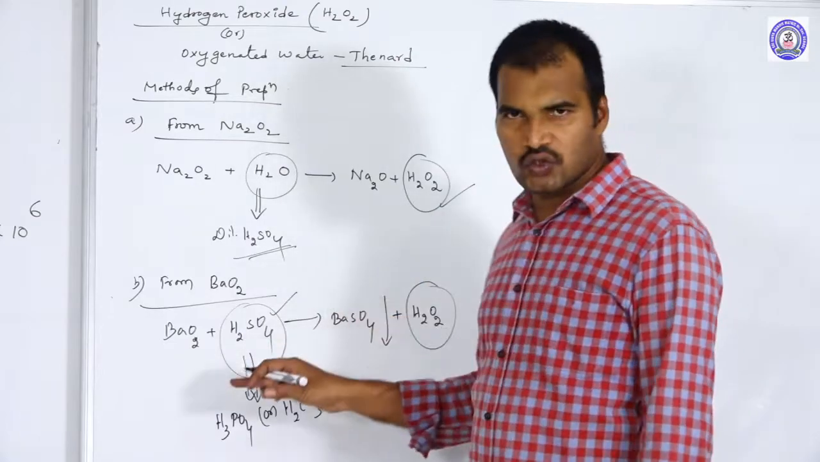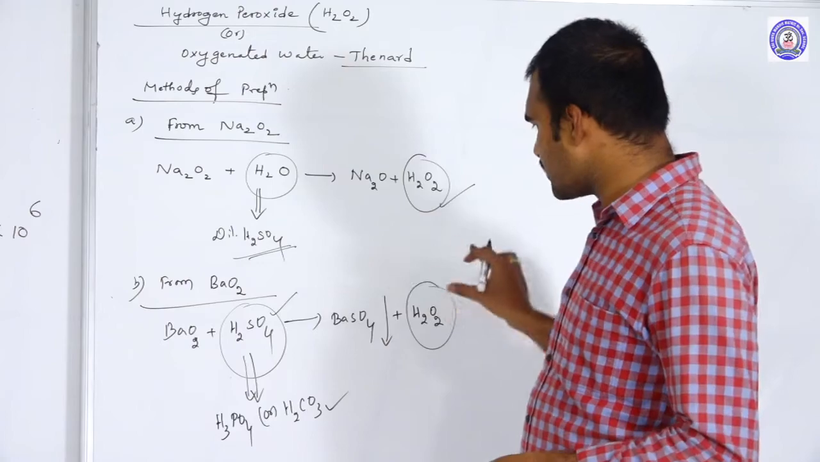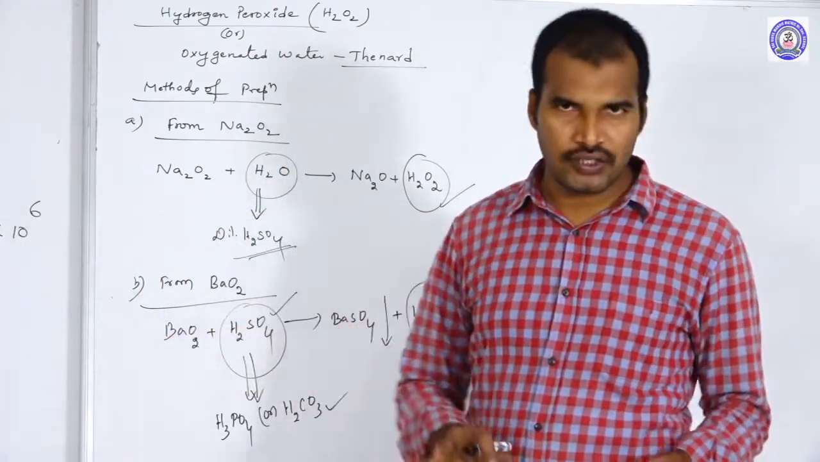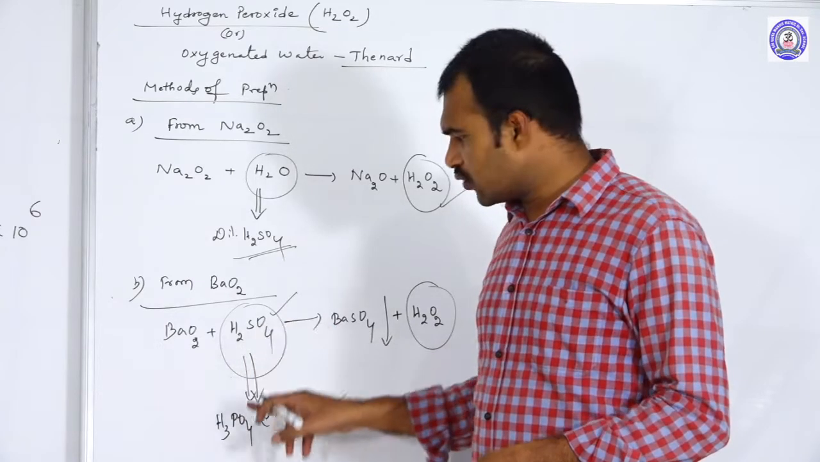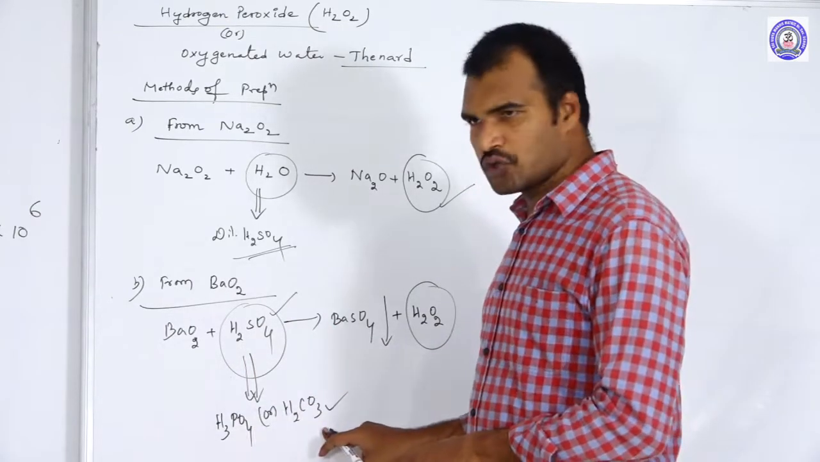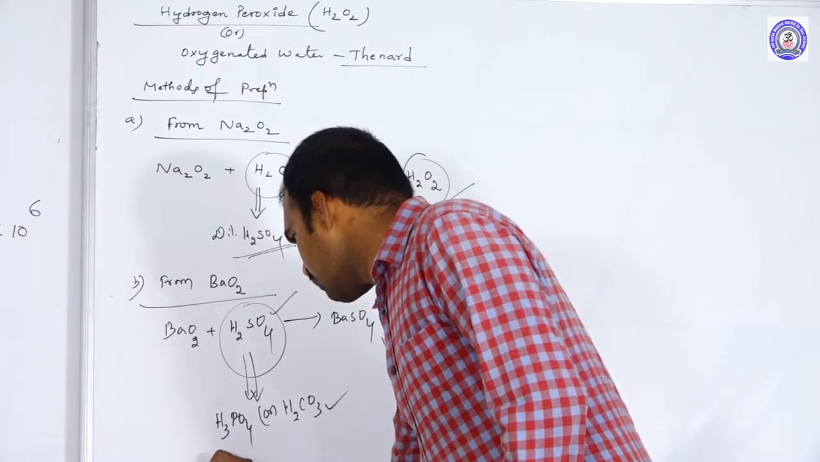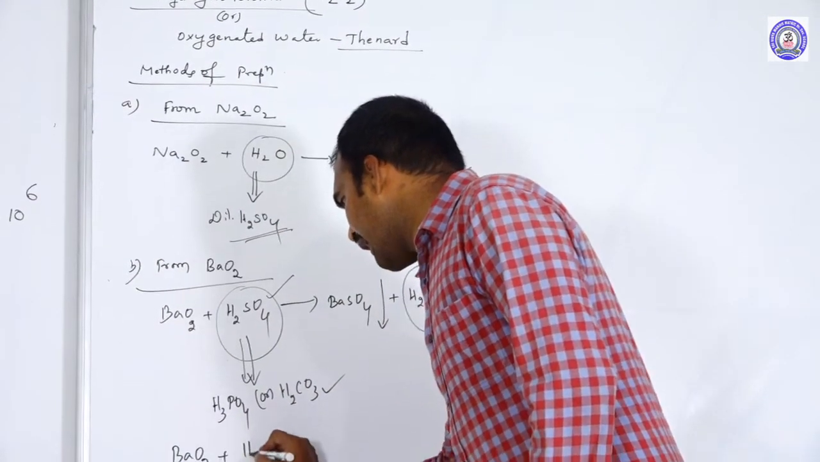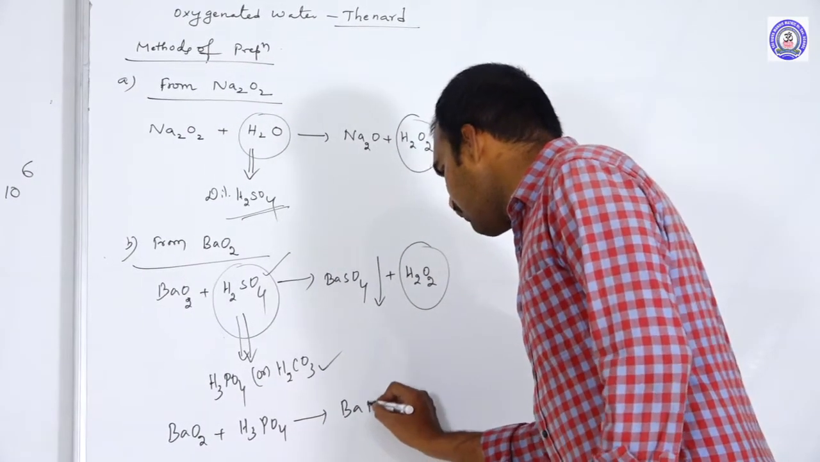If we use H2SO4, there is a drawback that because of its oxidizing nature it will decompose the formed H2O2 back into H2O. That is why, to prevent that, in place of H2SO4 we use H3PO4 or H2CO3. Suppose we use H3PO4, let us see what will happen. To barium peroxide, if we add H3PO4, what will we get? We will get barium phosphate.